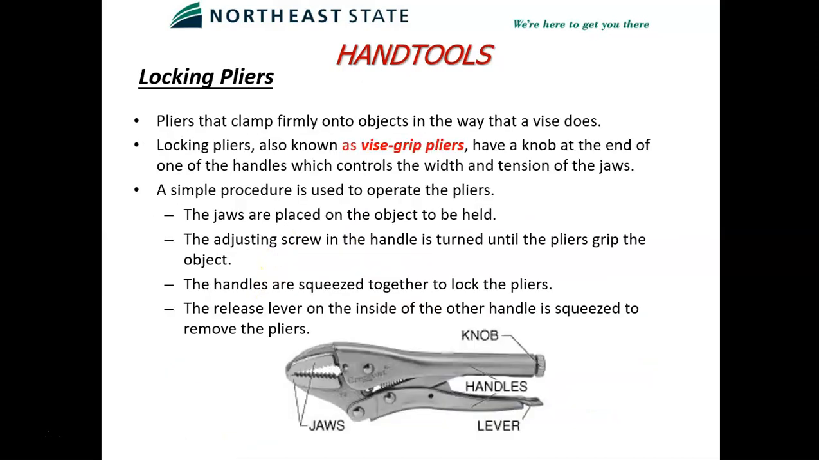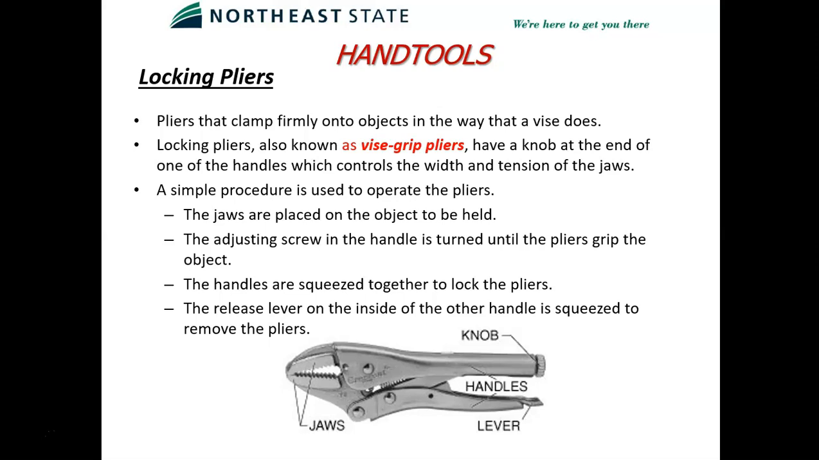Locking pliers. These are known as vice grips, vice grip pliers. They clamp down like a vice. They firmly grip objects. Look down at the picture. You can see how the handle opens up. You've got a little lever sticking out there. You press that lever and it opens up if they're locked down. Use the regular handle part to open it up, and use your knob to adjust the opening of the jaws.